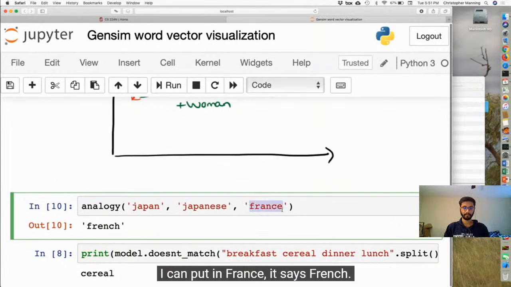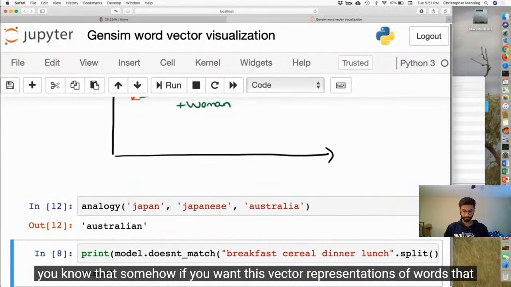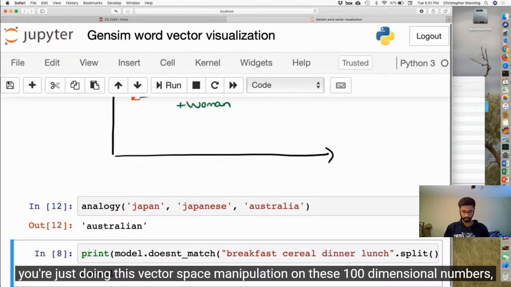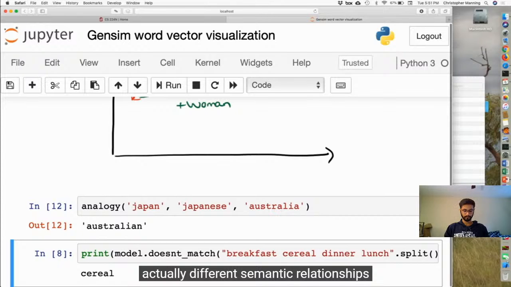I can put in France, it says French. I can put in Germany, it says German. I can put in Australia, not Austria, and it says Australian. Somehow it's learnt this vector representation of words for understanding the relationships between words. You're just doing this vector space manipulation on these 100-dimensional numbers, but it actually knows not only the similarities of word meanings, but also different semantic relationships between words, like country names and their peoples. And that's actually pretty amazing.